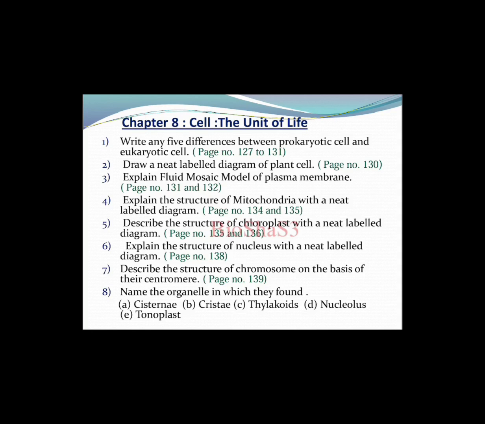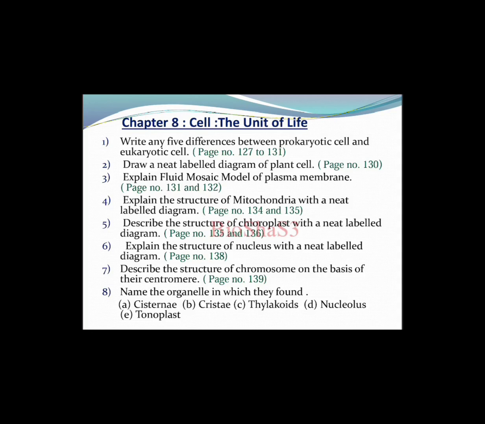Draw a neat labelled diagram of a plant cell. Again here they have asked for a diagram for 5 marks. You have to draw a neat diagram. For the neatness and drawing of the diagram you will get 1 mark, and you have to write correct labelings of the diagram. Minimum 8 labelings should be there.